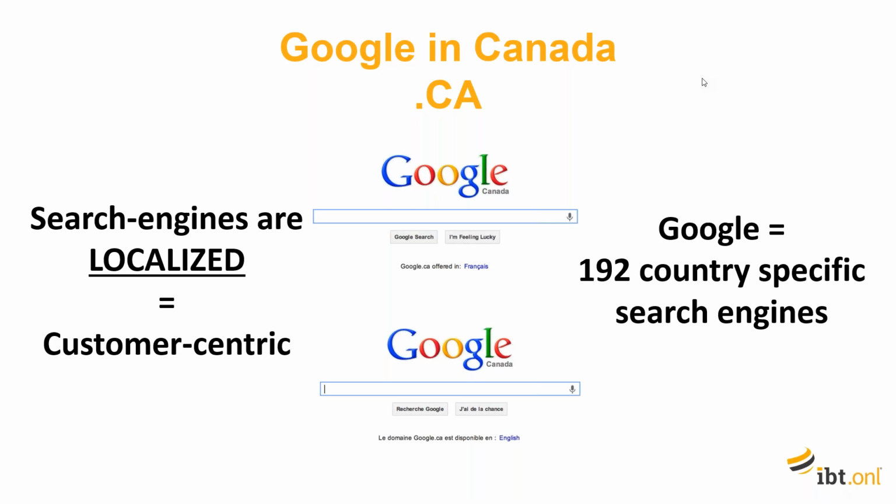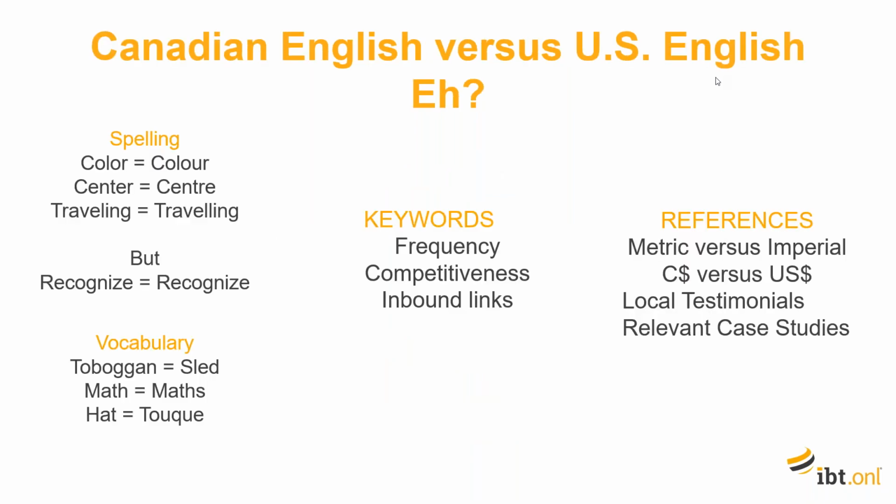So search engines are localized. Therefore, your website has to be localized. That's why I've put on this slide, think of Google as 192 different search engines. Each one is specific to a country or, for example, for Quebec, a region or province within Canada. So that's the key to getting found. Another key of that really is keywords. We'll get onto that in a second.